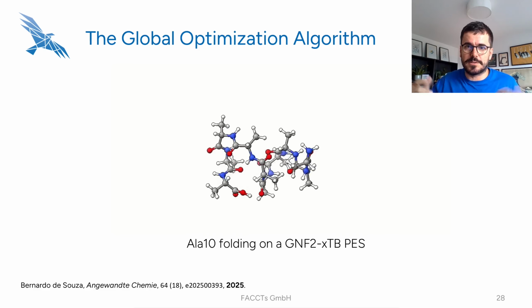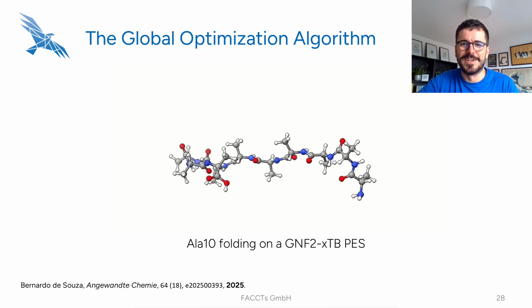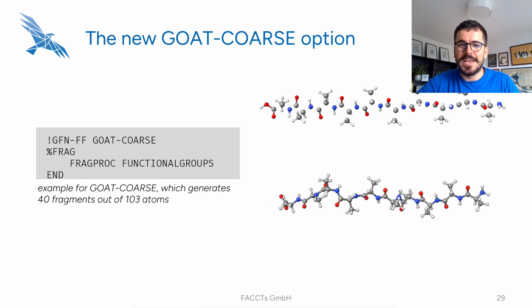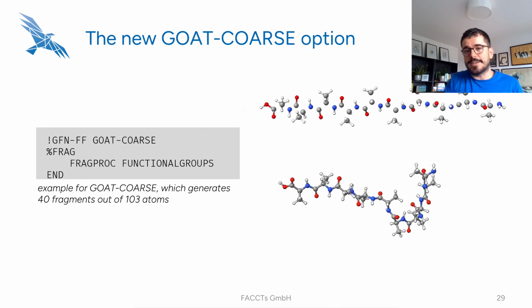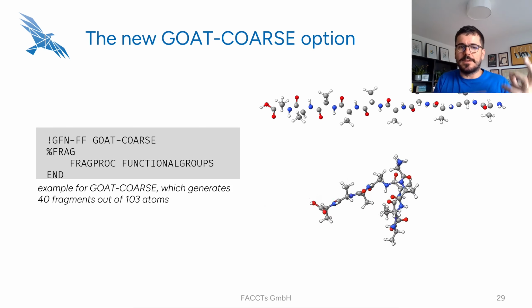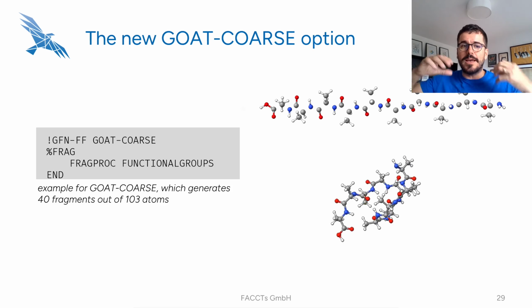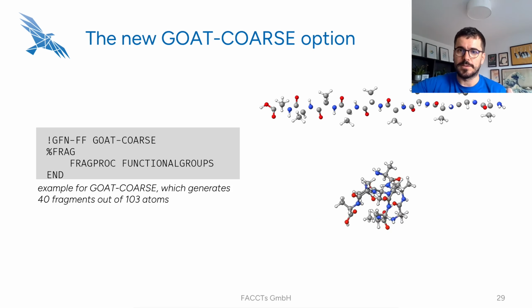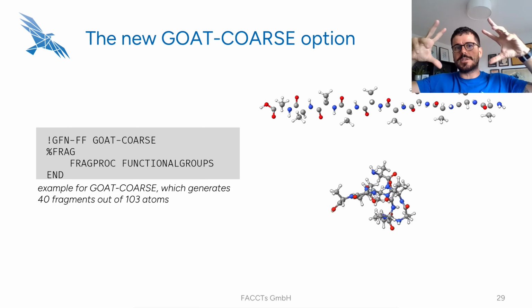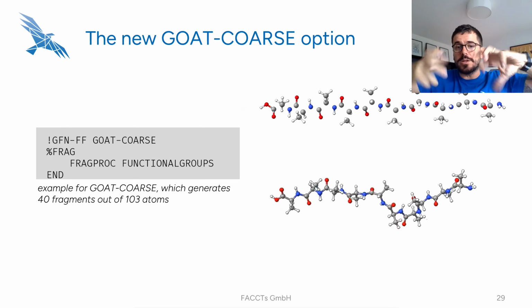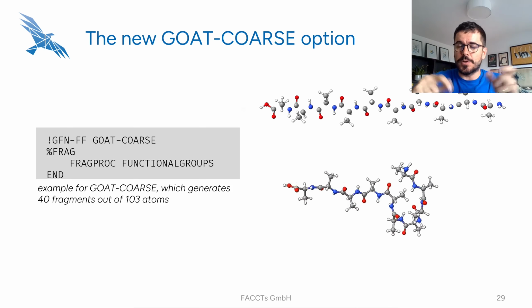But it's not. It's just very, very classical stuff going on here. And you can now combine that with the rigid body and the automatic fragmentation, and you can have a coarse-grained GOAT, which means it's a global optimization, but GOAT will only move things as blocks. So here's the alanine 10.